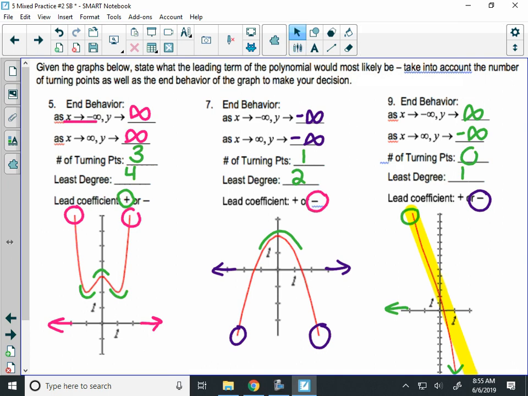All right, try the other ones on there. If you're still having trouble with turning points and end behavior, ask your teacher for some help.